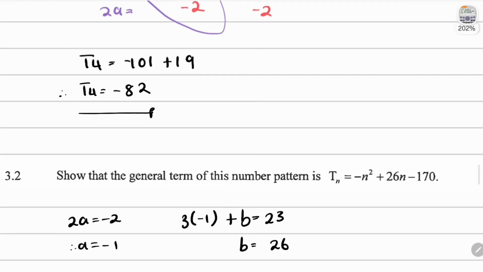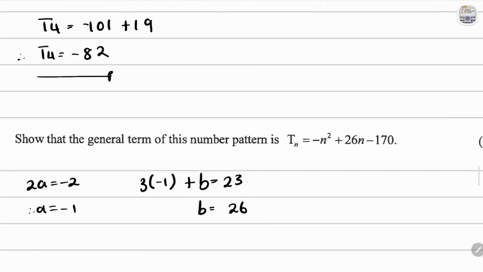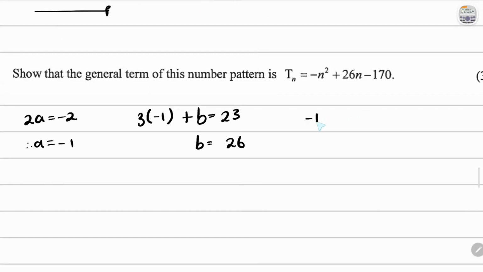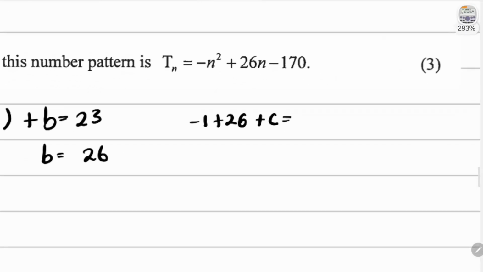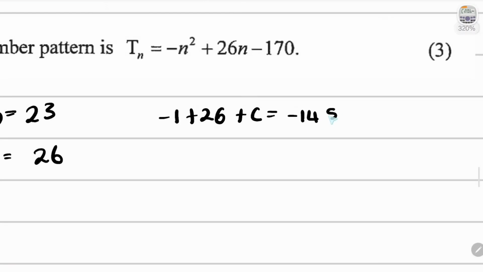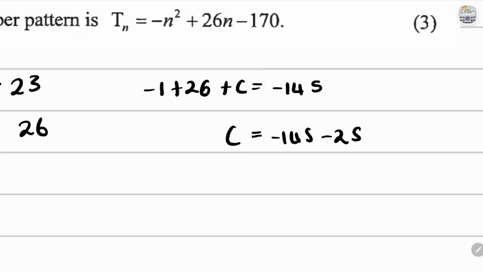Okay, and then a plus b plus c. So that's going to be, we already have a, it's negative 1, plus b, which is 26, plus c is equal to the negative 145 over there. So negative 145. And so c is equal to, when you add these together, 26 minus 1 is 25. Negative 145 minus 25 gives us negative 170, okay? Because those give you 160 and then an extra 10. So c equals negative 170.